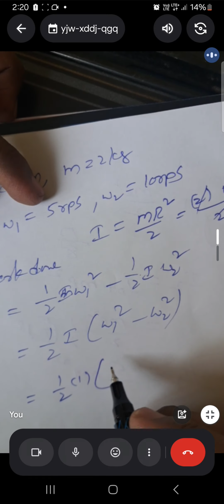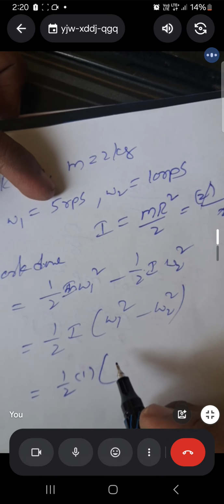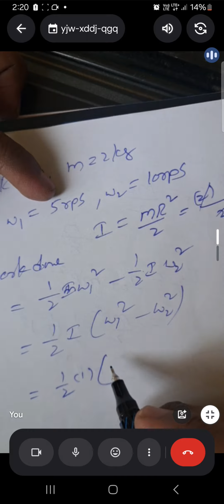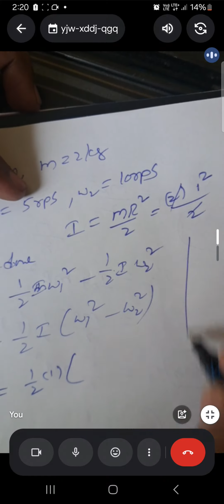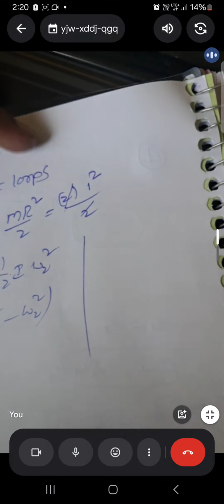But 5 RPS, given. RPS is revolution per second. That is the meaning of RPS, revolution per second. Okay, that we have to convert first. So first of all, we can convert this one.